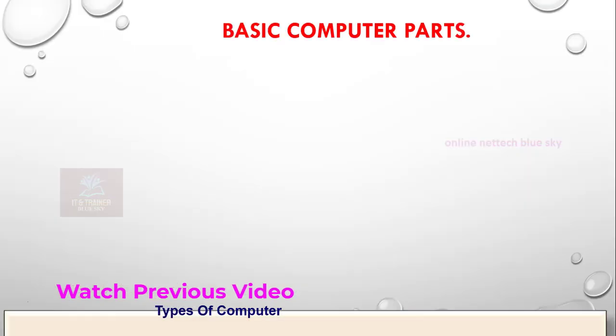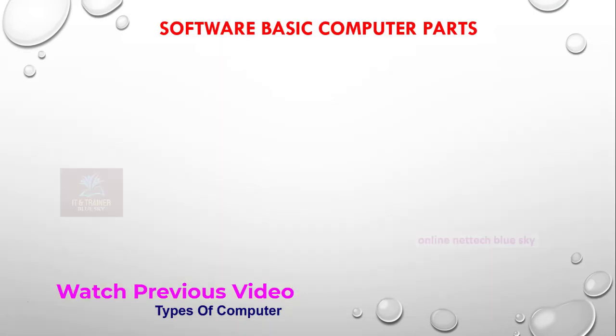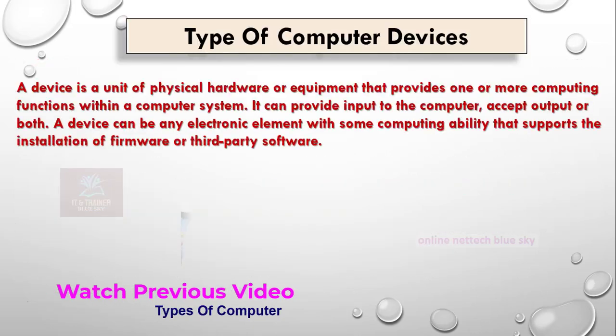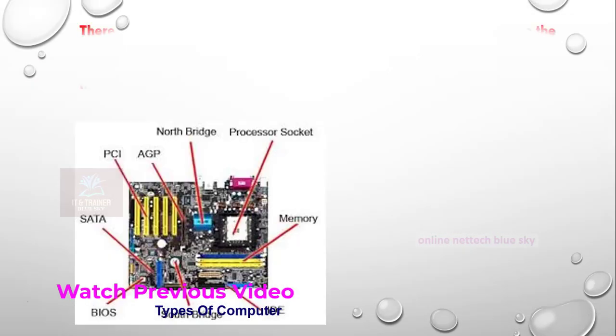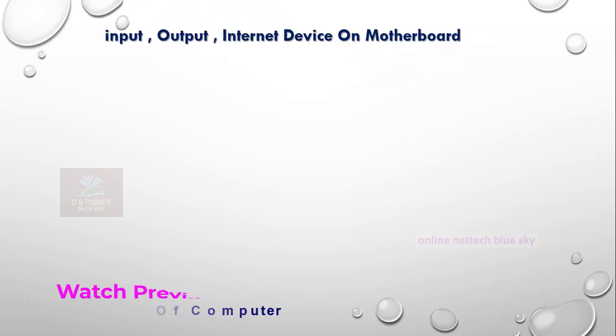In my last previous video I told you about basic computer parts, computer types, devices, and some related information. Today I will discuss input, output, and internet devices on the motherboard, how they work and how the system starts. So first let's understand what input output on the motherboard is. So let's start.